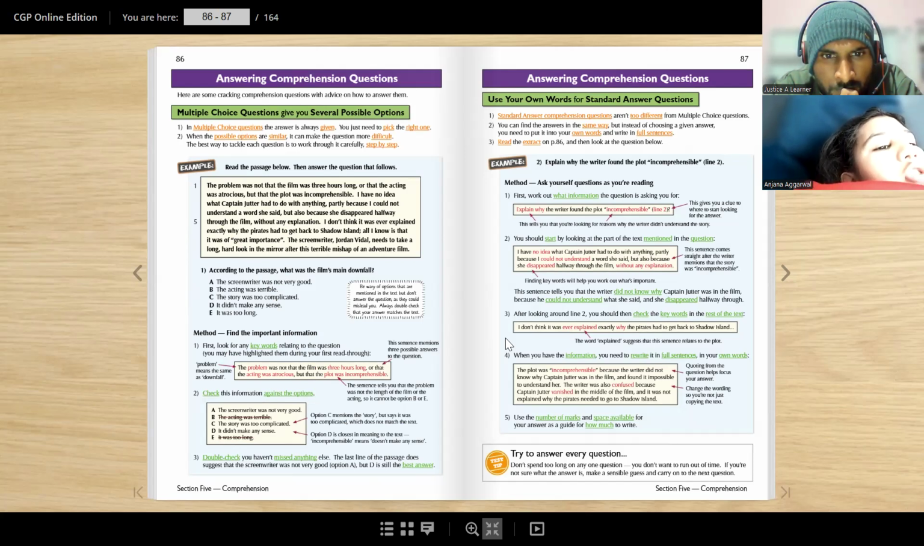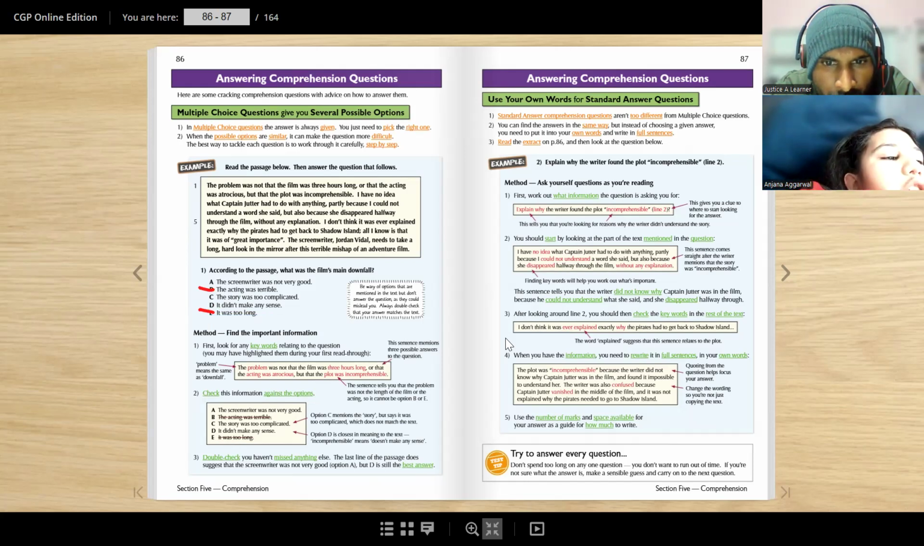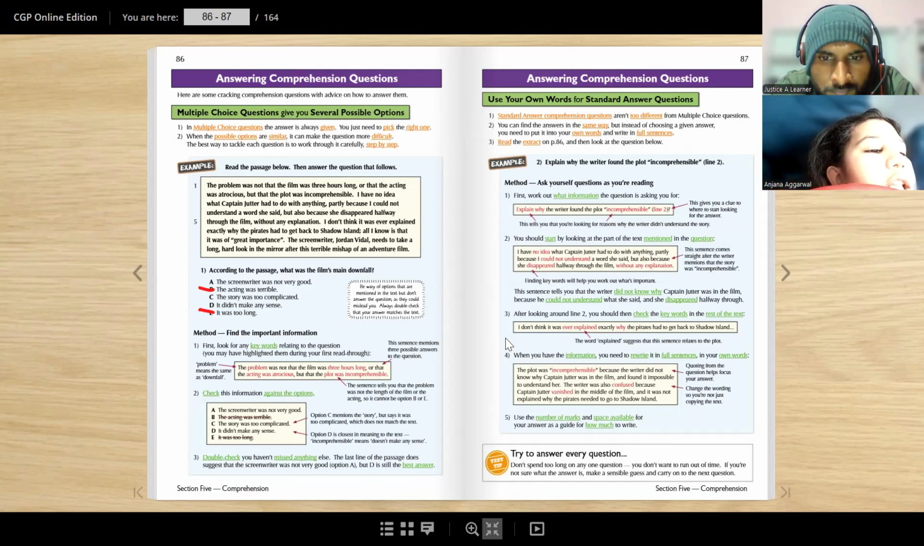This sentence mentions 3 possible answers to the question. So the sentence tells you that the problem was not the length of the film or the acting, so it can't be option B and it can't be option E, which I just cut down. Check this information against the options. Option C mentions the story, but says it was too complicated, which does not match the text. Option D is closest in meaning to the text.